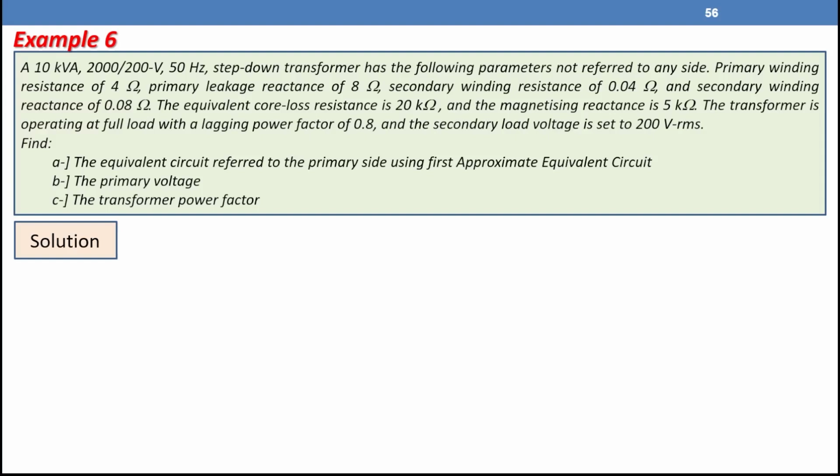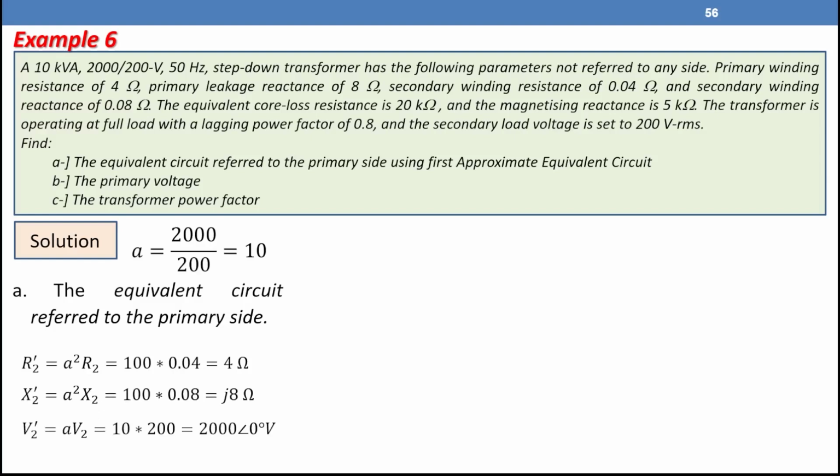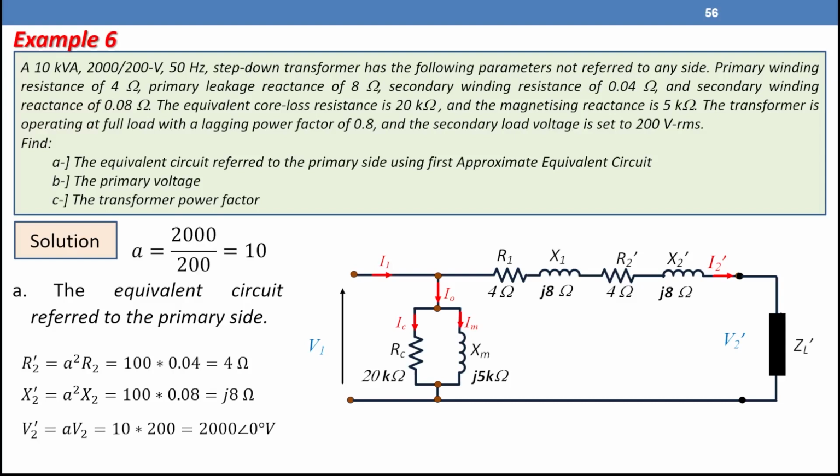So we need the equivalent circuit referred to the primary side. We are going to use the first approximate equivalent circuit and then calculate the primary voltage and the transformer power factor. We start with the turns ratio, 2000/200 equals 10. In the equivalent circuit referred to the primary side, we have R2 dash, X2 dash, and V2 dash, which equals 2000 angle 0 degrees volt. This is the first approximate equivalent circuit referred to the primary side.